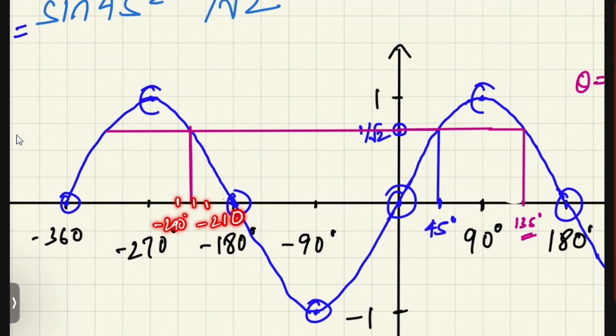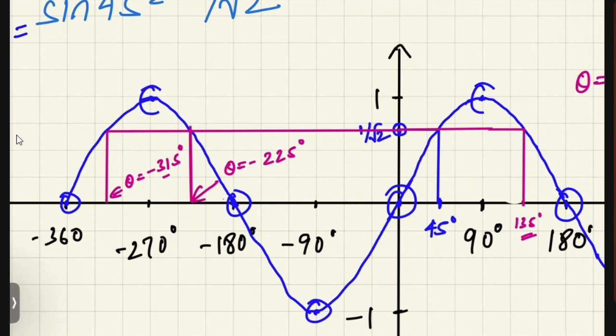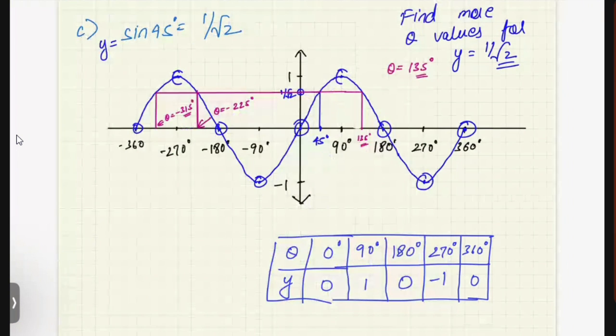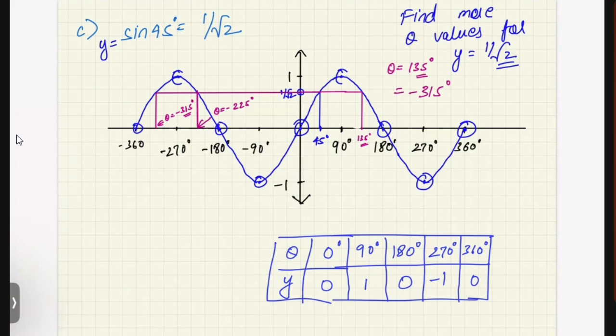So one is this, which, as you said, is at 210, this is 240. The exact value is 210 plus 15, so this is exactly theta equals minus 225 degrees. And this is also pretty close, 300, 330, so minus 315 degrees. These are the other two values. So 135, minus 315 degrees, minus 225 degrees.